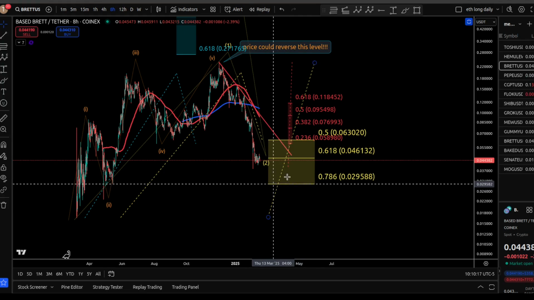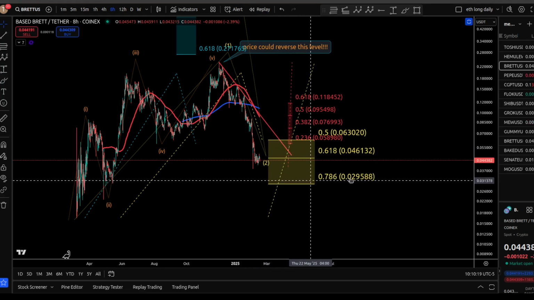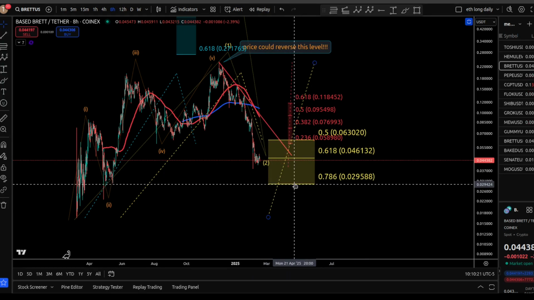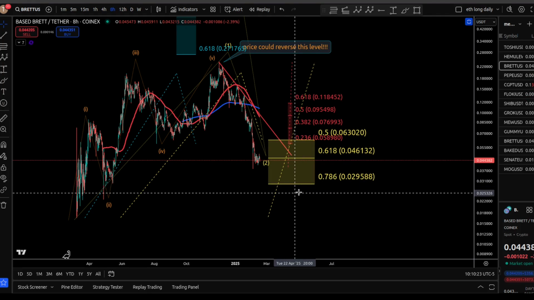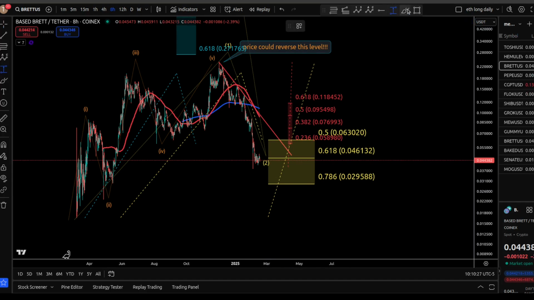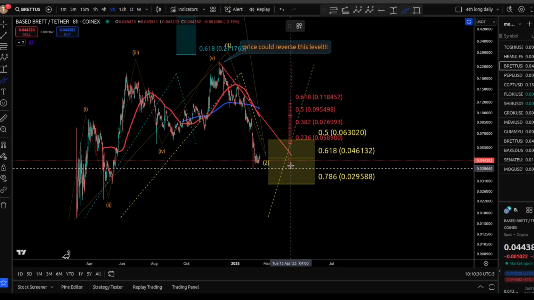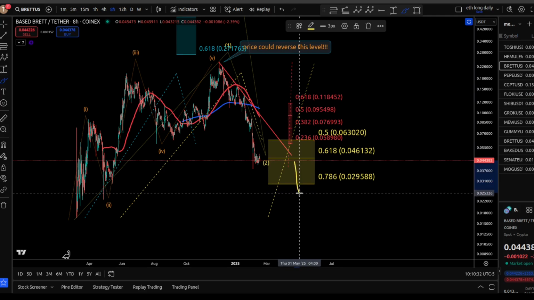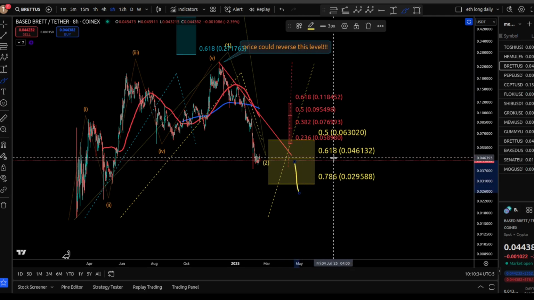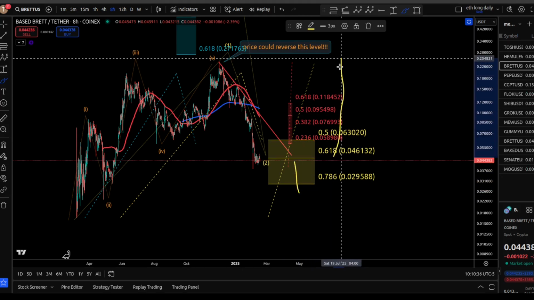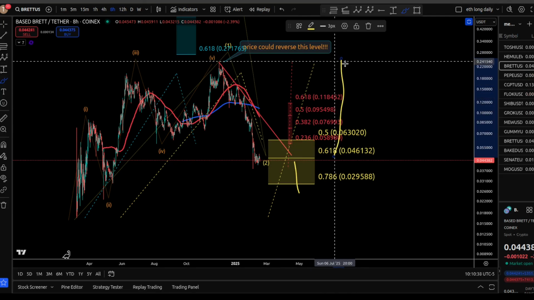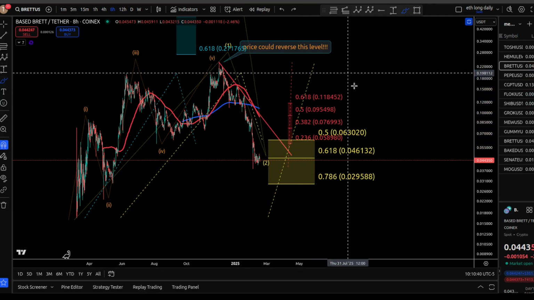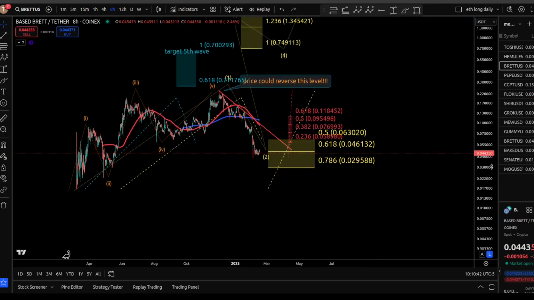Less risky would be even lower at 30,000, because if we go substantially lower on this level, then we're going to invalidate the whole count. So the risk for the moment is, I would say, up to here, but the potential gain, just to go back where we were, is this, and possibly even way more if we materialize this third wave.